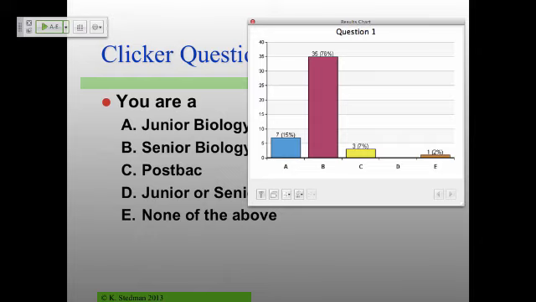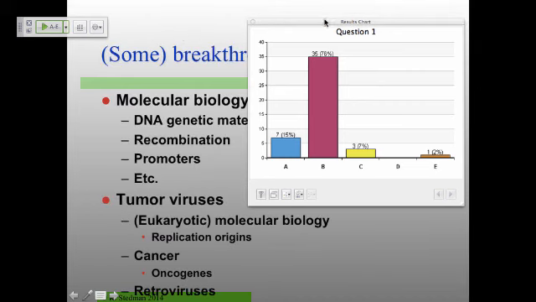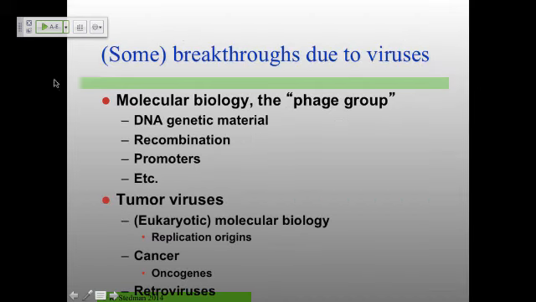So, can move ahead. Oops, go back to here. I wanted to talk about some of the breakthroughs due to viruses. These are far too many to mention, but it's getting back to that idea of using viruses as tools to understand basically what's being infected. All cellular life is infected, so we can learn a lot about all cellular life. And almost everything we know about molecular biology comes, at least in the early days, from the studies of viruses. DNA is the genetic material, recombination, promoters, et cetera.